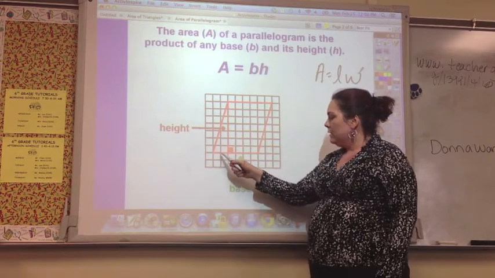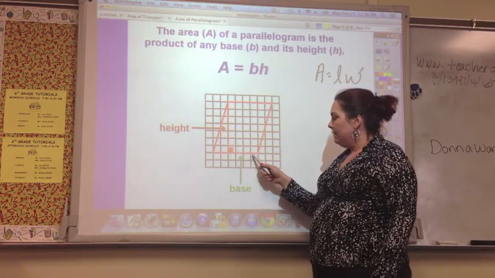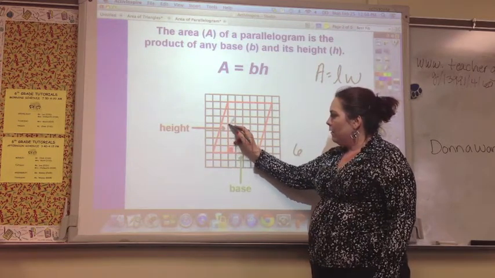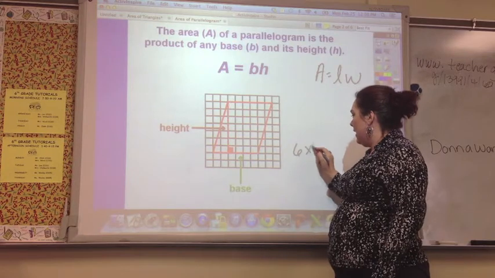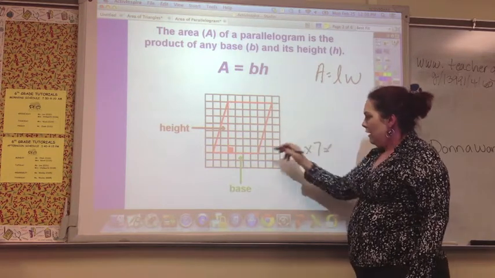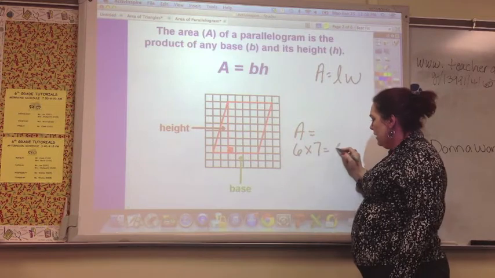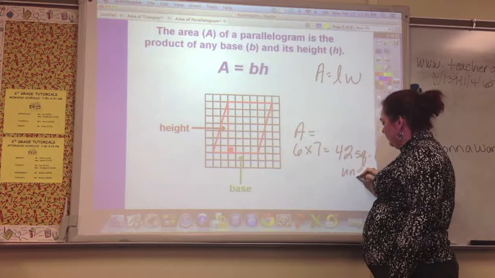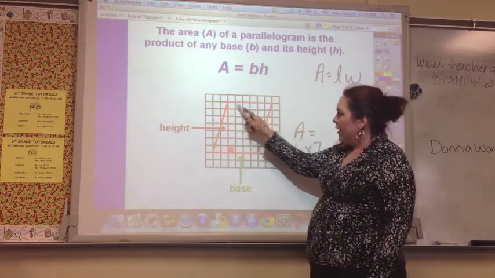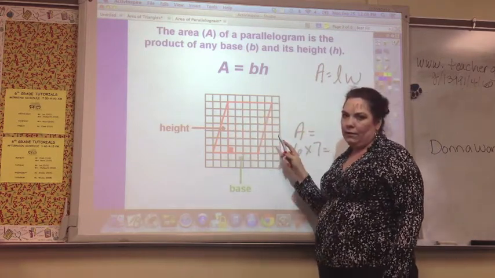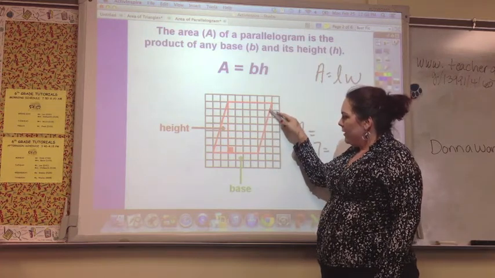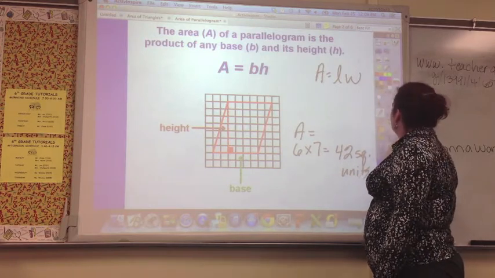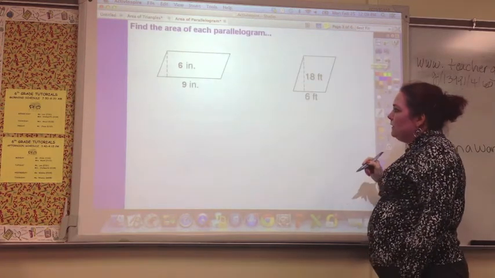So if you look at this, 1, 2, 3, 4, 5, 6 units is the base. And 1, 2, 3, 4, 5, 6, 7 units is the height. So the area of this is 42 square units. And if you were to count up all the squares in this grid, and even the partial ones, piece those together, you would get 42. So let's see what this looks like.